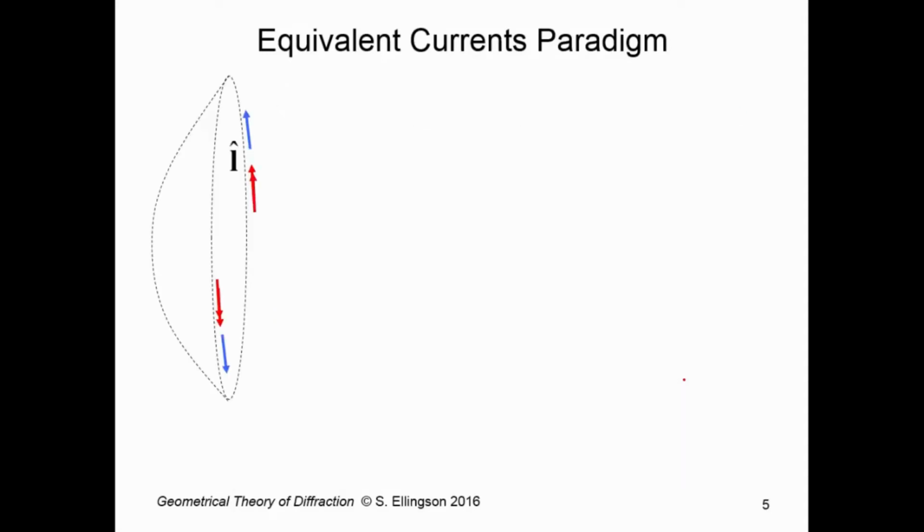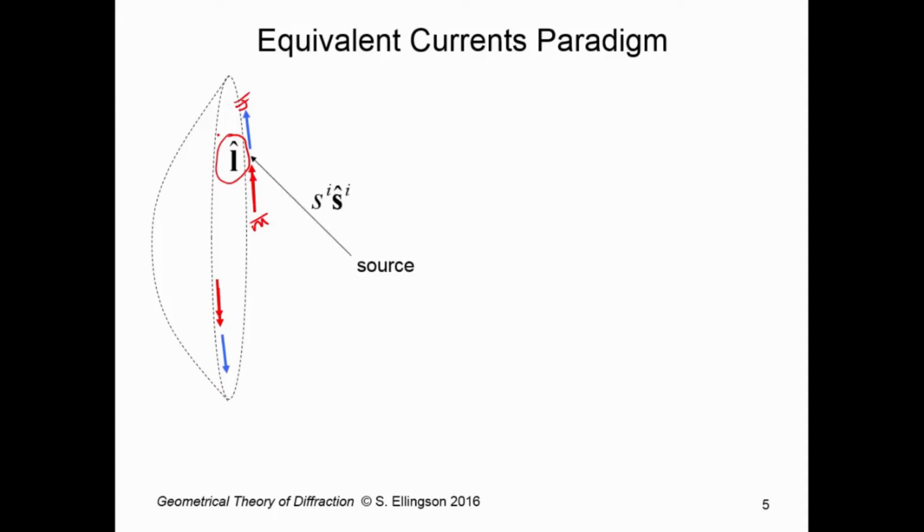So here's the equivalent currents paradigm for rim diffraction. We have a reflector, which I've shown as a dashed line here, and then currents flowing along the rim, the usual J's and M's, electric and magnetic currents respectively. And at each point on the rim, we define this quantity L hat. L hat is the edge tangent. So L hat is always the tangent to the edge.